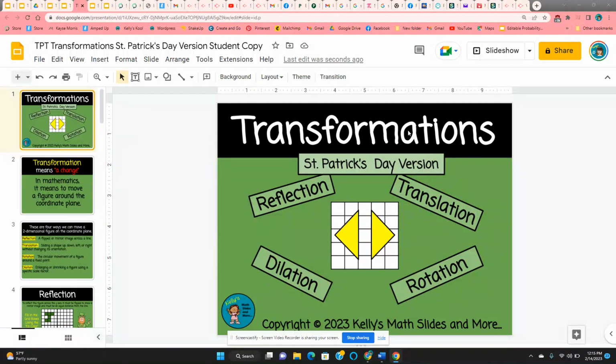This lesson on transformations has a St. Patrick's Day theme. And this is really fun for the students because they get to use the fill color feature of Google Slides and color in any color they like to show each of these transformations. So they're going to be showing reflection, translation, dilation, and rotation around the origin.